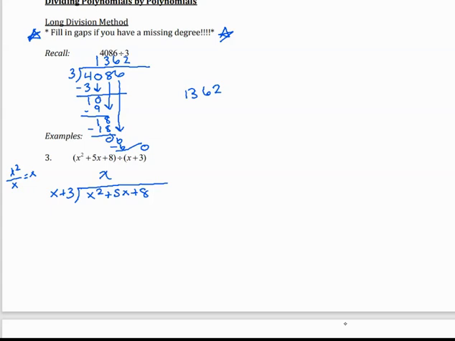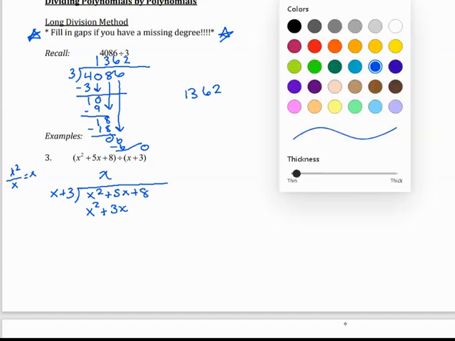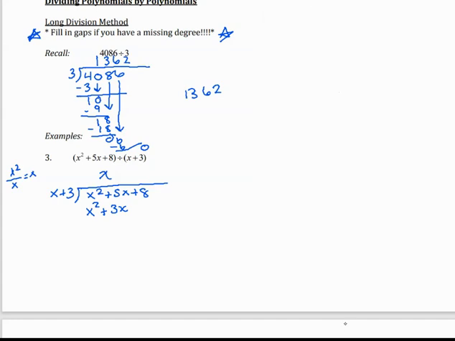Just like up above, I said, how many times does 3 go into 4? 1. Now I multiplied 1 times 3. So I'm going to multiply x times x plus 3. This gives me x squared plus 3x. Now we subtract. Remember, because I'm going to subtract, our signs are going to change. So we're going to subtract that entire quantity, okay? So when I do that, the x squared minus x squared will cancel, and 5x minus 3x gives me 2x.